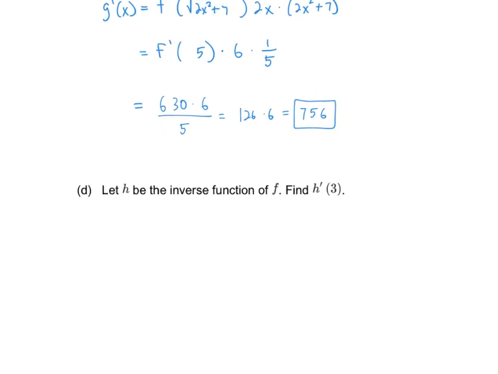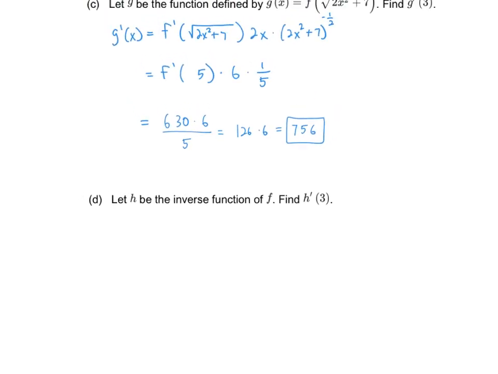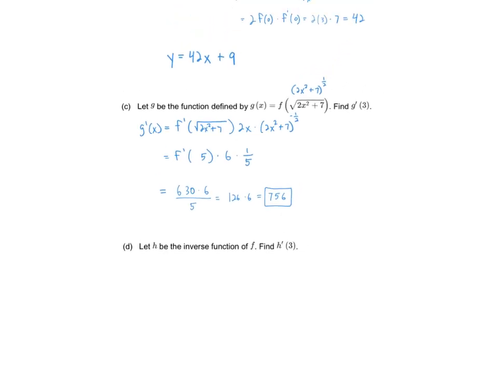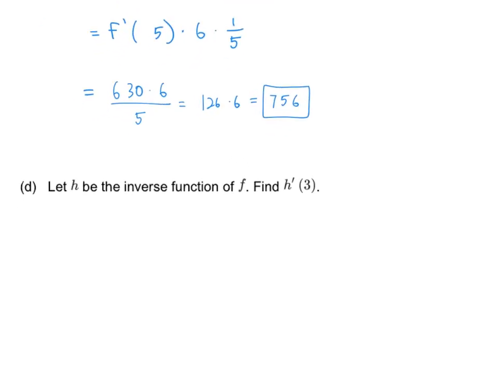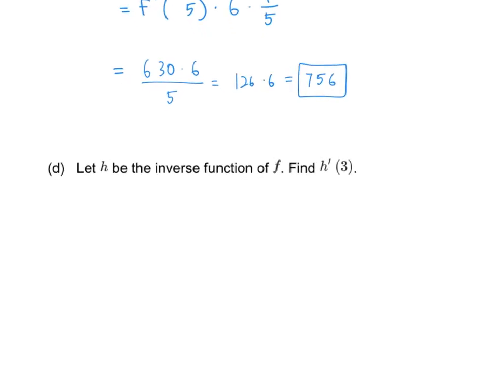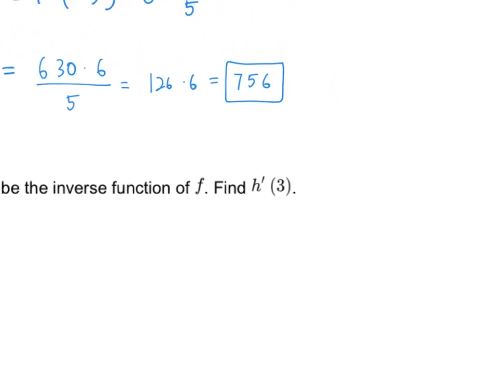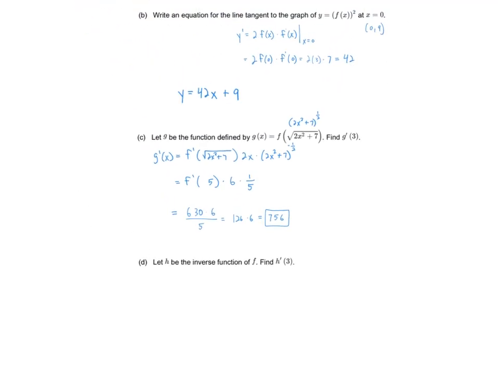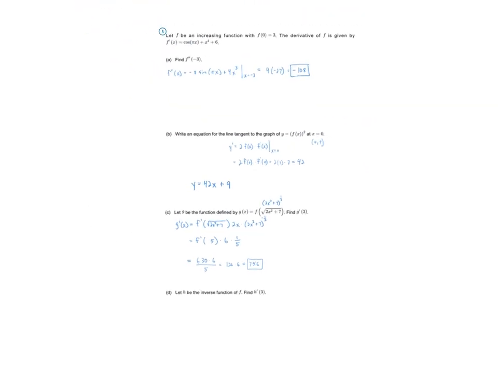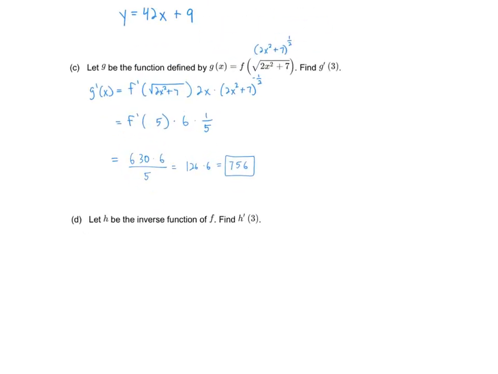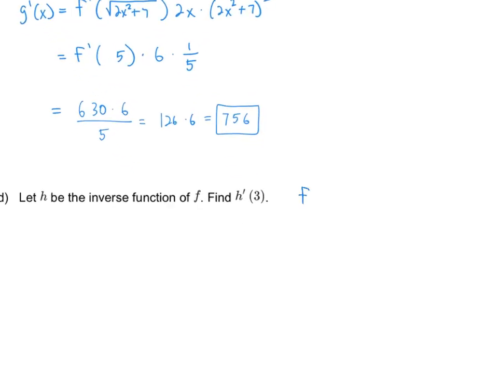Okay, last thing. Let h be the inverse of f. Find h prime at 3. There's a formula for finding the derivative of an inverse function at some number. Keep in mind f of 0 equals 3. If h is the inverse, that means h of 3 equals 0.